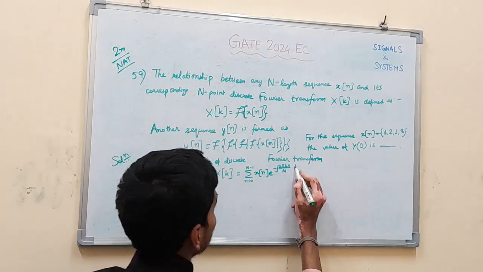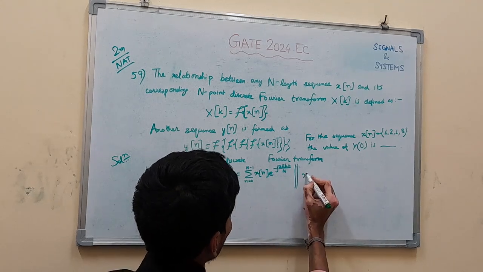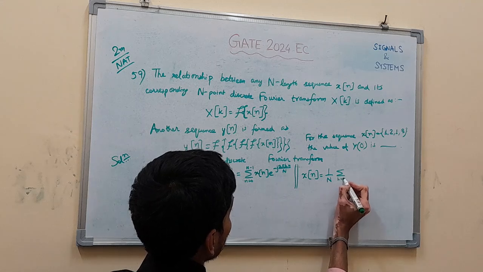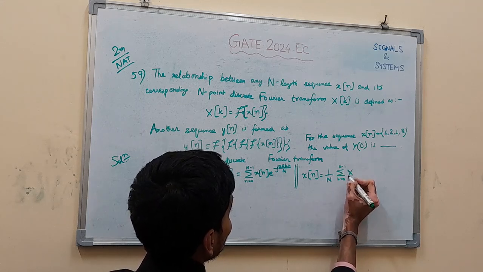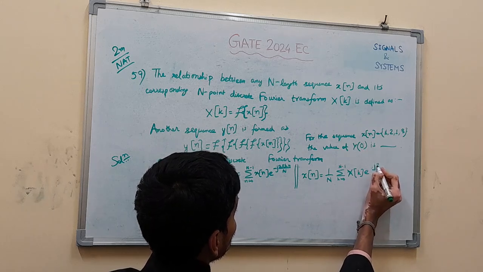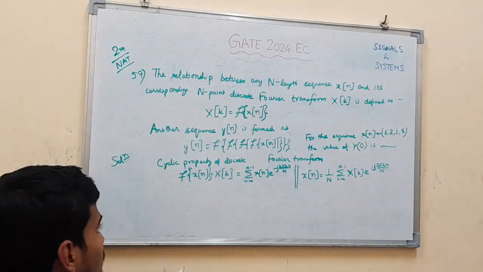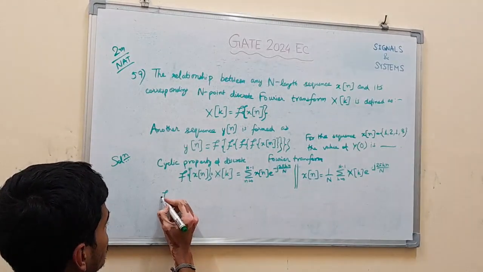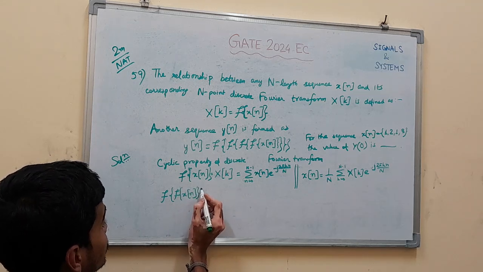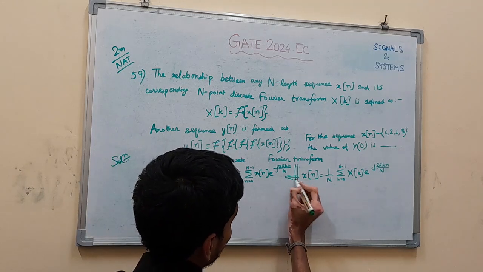Now if we take its inverse pair, it becomes x of n equals 1 by n summation k equal to 0 to n minus 1 capital X of k e to the power j 2 pi k n by n, right? Now if the Fourier transform occurs 2 times, you use these two inverse pairs.